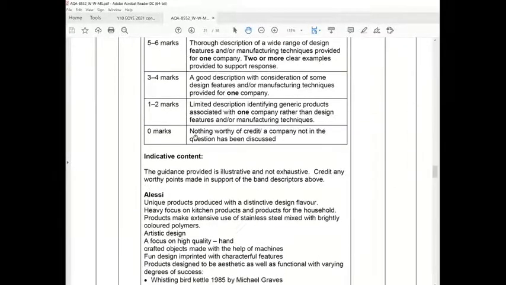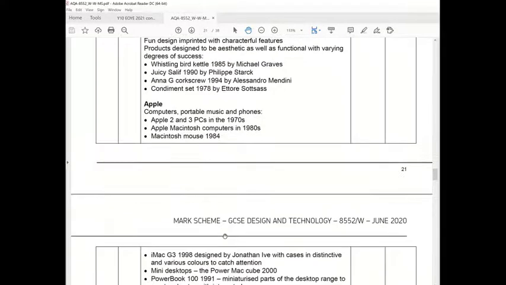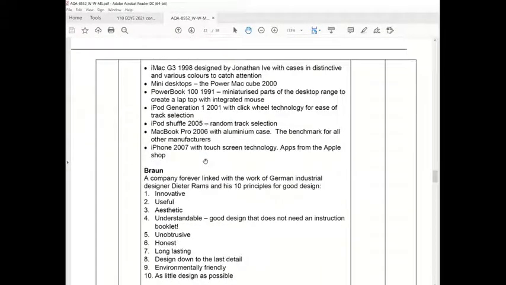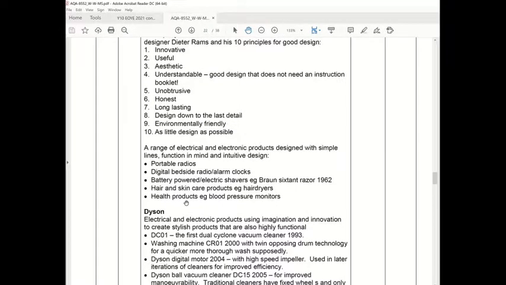Let's just have a look down. Whistling bird kettle, similar to what we saw earlier on, actually. Juicy Salif and a G corkscrew. I don't know what that is. Condiment set. Apple, maybe you could go for the apple, though, if you're really into that sort of stuff. Bronze, pretty cool as well. Dieter Rams, that's a nice one to look at.